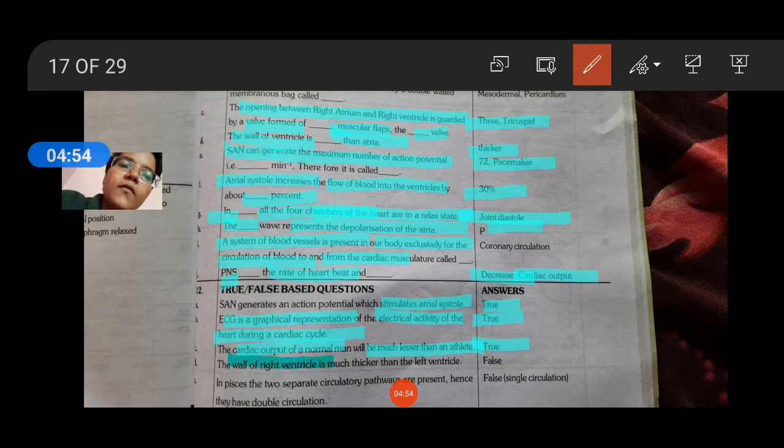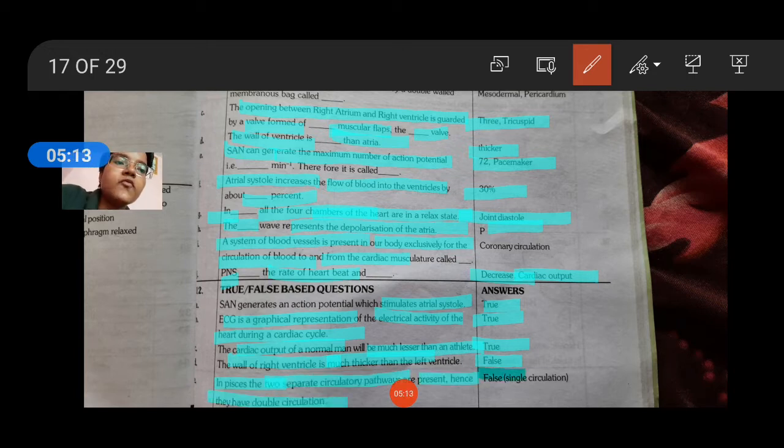The wall of right ventricle is much thicker than left ventricle. False. The left ventricle's wall is thicker than that of the right ventricle because it has to pump the blood to the whole body. In Pisces, two separate circulatory systems are present, hence they have double circulation. False. It's single circulation, only one atrium and one ventricle.